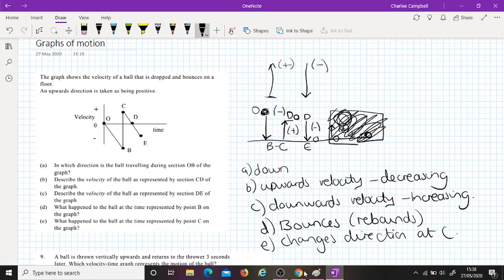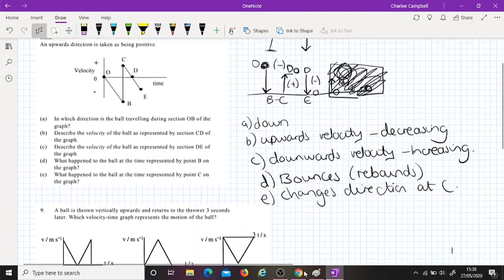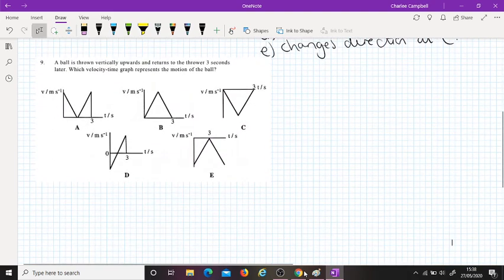Okay, so hopefully that makes sense. It does take a bit of practice, it does take a little bit of getting your head around. I've got another question for you here that I thought we'd go through as well. A ball is thrown vertically upwards and returns to the thrower 3 seconds later.